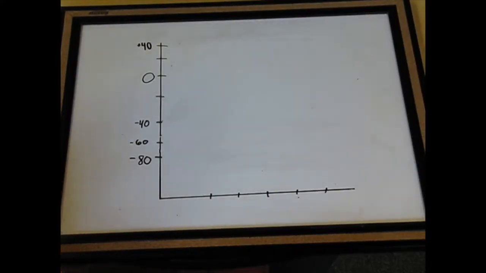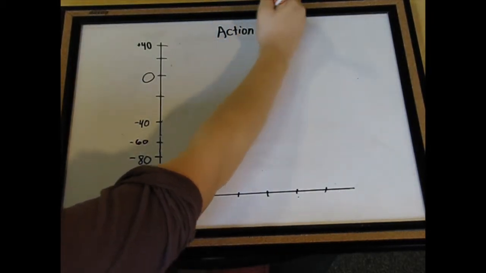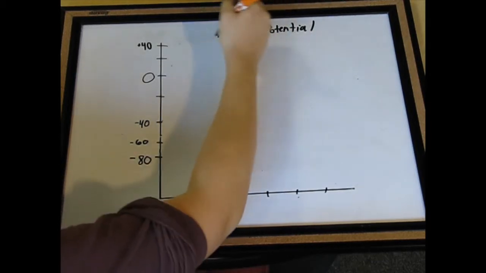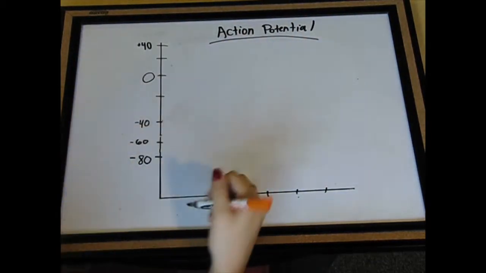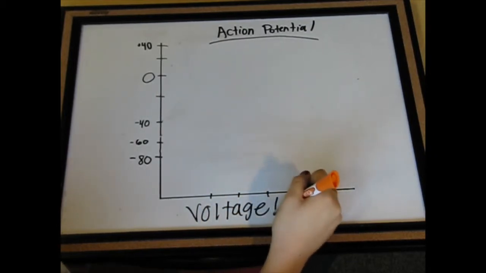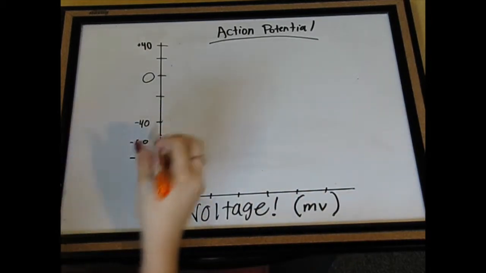I also wanted to take the time to look at the action potential in a different form, in a graph form, so you can see the actual voltage change as action potential occurs. It is important to notate that these types of channels are measured in millivolts.